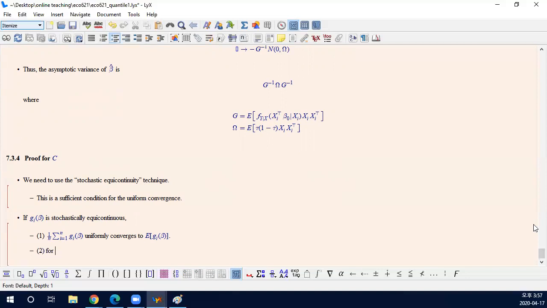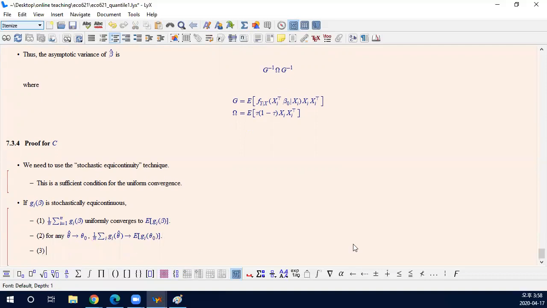And also another interesting result is for any theta hat converging to theta zero. Remember, theta hat converges to theta zero, and the sample mean of g_i converges to the population mean. When you combine these two convergences, does the combination still converge to the same thing? The answer is yes or no, but it is yes if the function is stochastically equicontinuous.